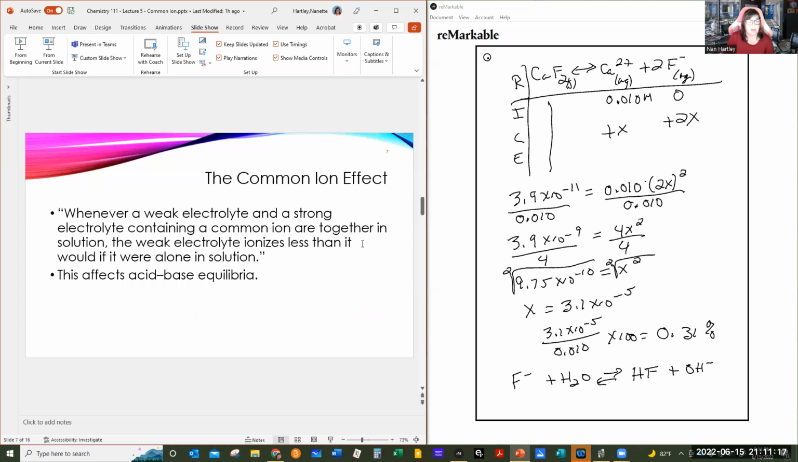Now, the common ion effect: whenever a weak electrolyte and a strong electrolyte containing a common ion are together in solution, the weak electrolyte is going to ionize less than it would if it were alone in solution. What did I just say? So the weak electrolyte, here's the CaF2. That's the weak electrolyte that we're talking about. The strong electrolyte is that F minus ion. So that came from sodium, NaF. That's a strong electrolyte. That's going to dissociate completely.